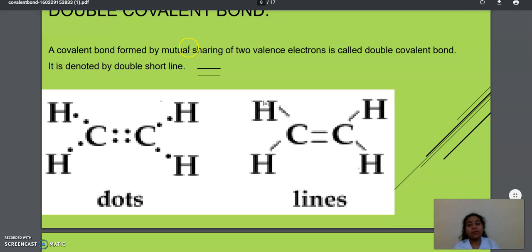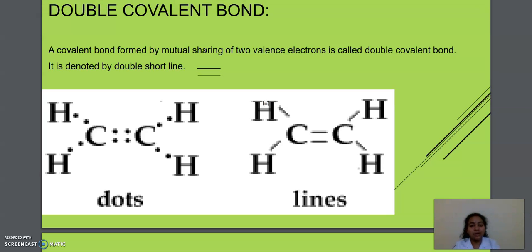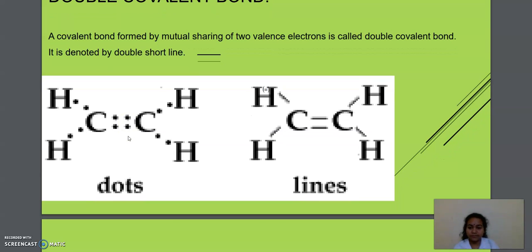So a covalent bond formed by mutual sharing of two valence electrons from each atom is called a double covalent bond. There will be 4 electrons and 2 pairs of electrons. A double bond can be denoted by two short lines. You can see the example of ethylene. Here we can see that two electrons from this carbon and 2 electrons from this carbon are shared. Totally 4 electrons are there, that is 2 pairs of electrons.